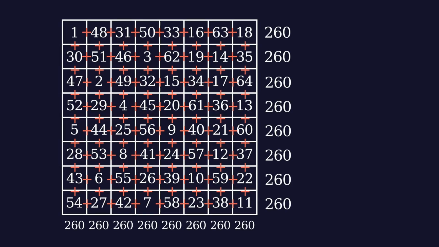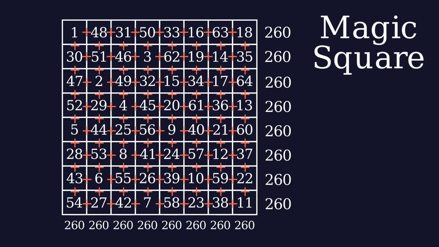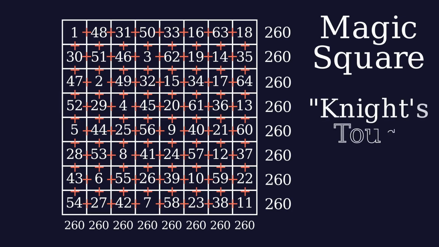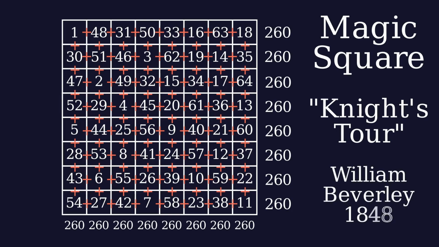A square that exhibits this property, where the sums of all its rows and columns are equal, is known as a magic square. To be precise, this specific magic square is known as Knight's Tour, which was initially presented by William Beverley in 1848. Magic squares can come in various sizes and forms.